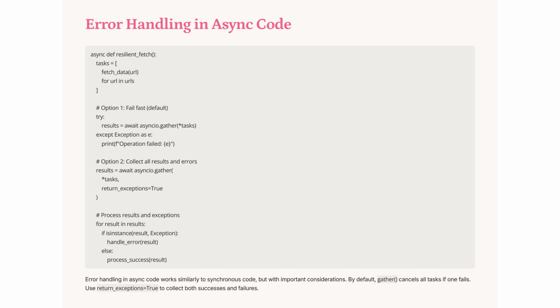Error handling in async code requires careful consideration. Using asyncio.gather, tasks can fail fast or collect all results and errors with return_exceptions=True. This allows processing of both successes and exceptions. Handle errors gracefully to ensure robust async operations, maintaining system stability and reliability.